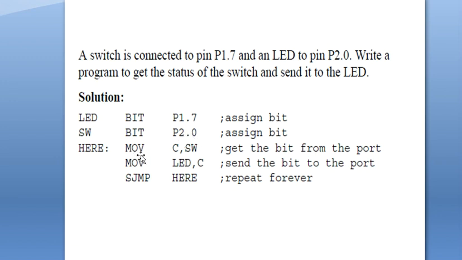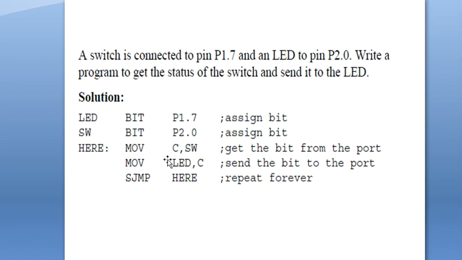Here, MOV C, SW. The switch condition will be loaded to C. C means it is the carry flag. Then MOV LED, C. So the carry flag's content will be moved to LED, right? Then the jump means it will be looping continuously in this way. Whenever the switch is on, the LED will be made on, right? So in this way it is made simple.